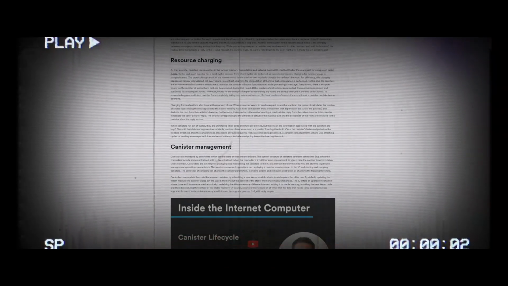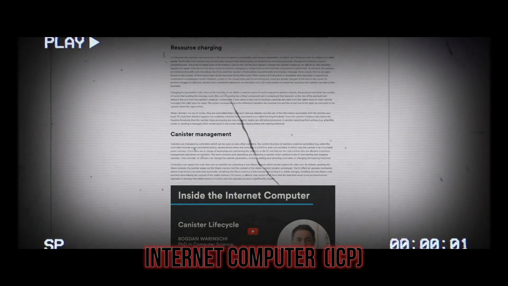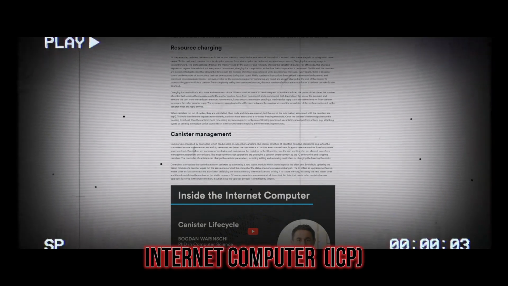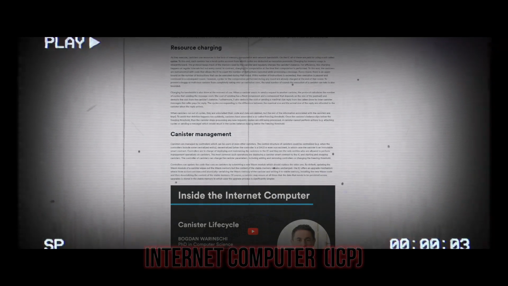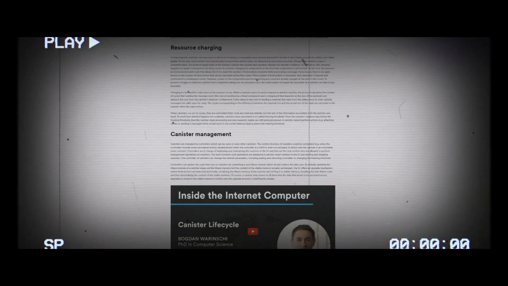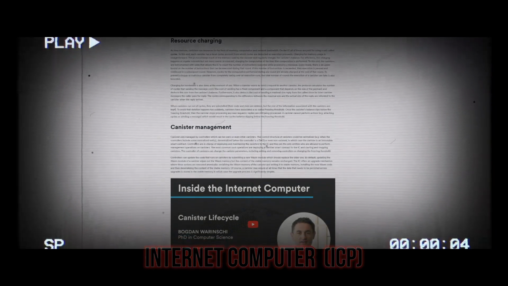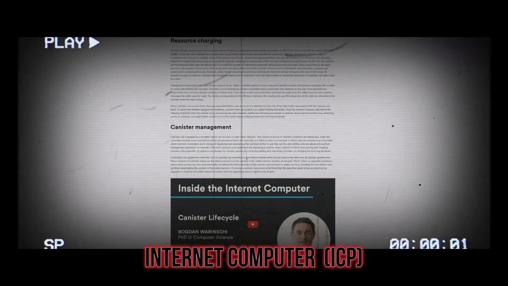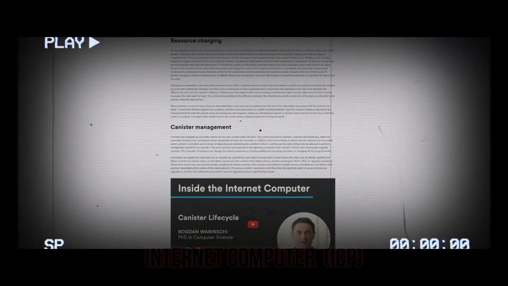Canister management. Canisters are managed by controllers, which can be users or even other canisters. The control structure of canisters could be centralized, for example when the controllers include some centralized entity, or decentralized when the controller is a DAO or even non-existent, in which case the canister is an immutable smart contract. Controllers are in charge of deploying and maintaining the canisters on the IC, and they are the only entities who are allowed to perform management operations on canisters.